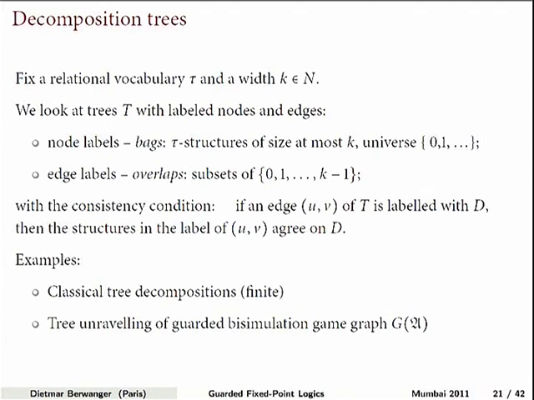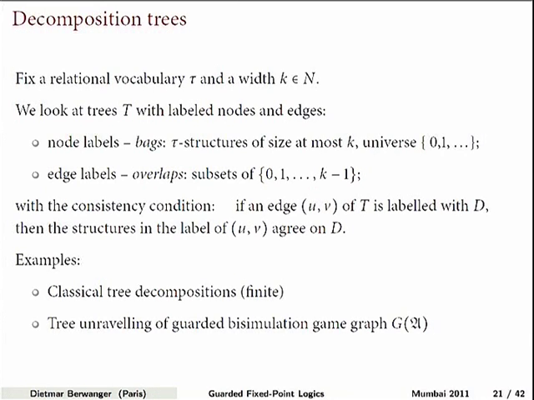And then we create trees that have little structures. I mean, structures that have not more elements than this width. And talk about this vocabulary. So we populate a tree with such a structure. And then, well, what we wrote on the nodes of the tree, we will call bags. And what is written on the edges, this we will call overlap.